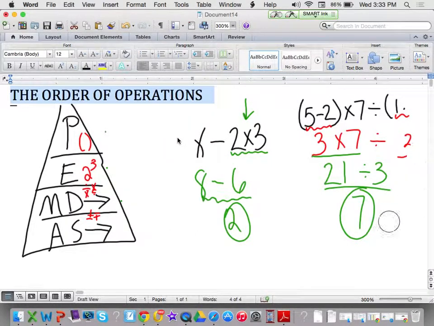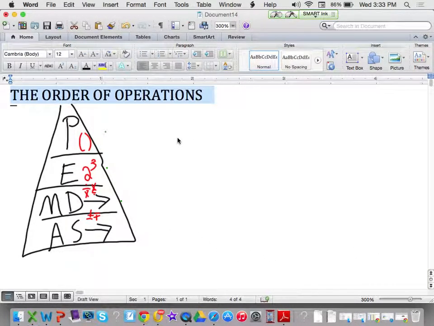So now, why don't you try one? Why don't you try this one? 7 times 5 minus 2 times 3. Go ahead, pause it, give it a whack.